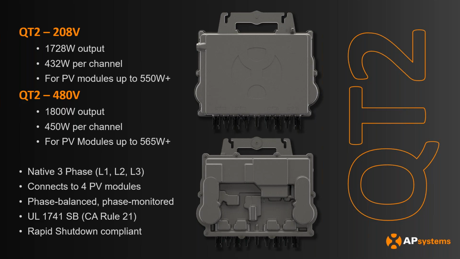As mentioned earlier, it's a native 3-phase, so it outputs L1, L2, and L3. If people are curious, it pushes power on the line-to-line outputs, as opposed to line to neutral. It also has all the necessary certifications, in particular UL 1741 SB, so it's able to meet those requirements. And of course, because this is a microinverter, it's rapid shutdown compliant. It's probably different in Canada, but those are the main selling points of the QT2.